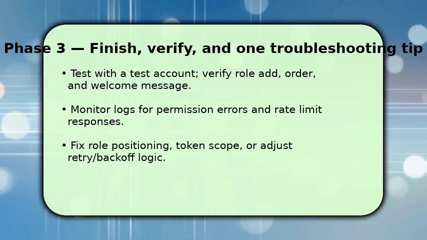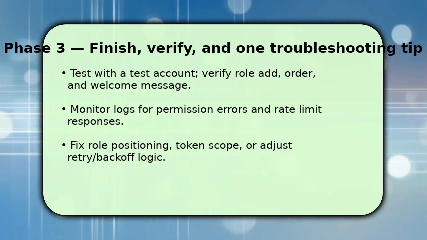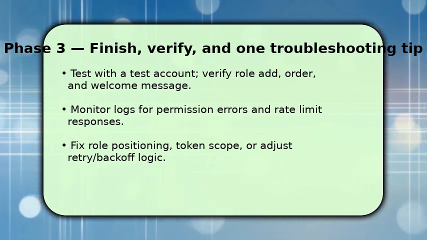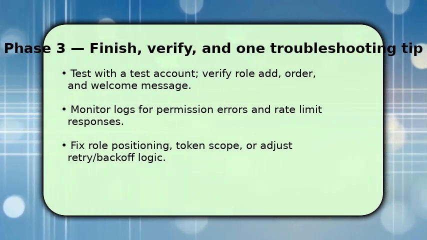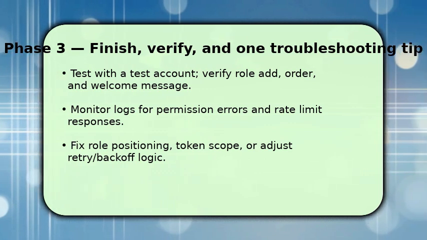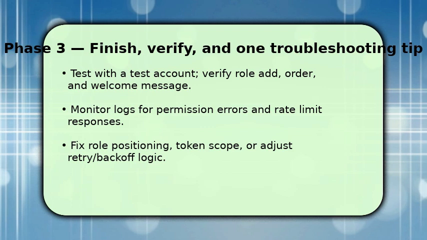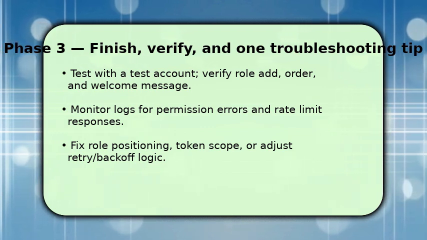Make sure the bot's role is above the target role and the token has correct scopes. If problems persist, implement retries with exponential backoff, re-invite the bot with updated permissions, and retest until consistent. That single troubleshooting tip: always inspect the bot's role position.